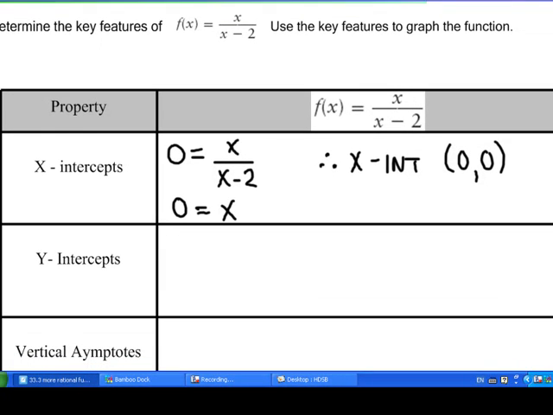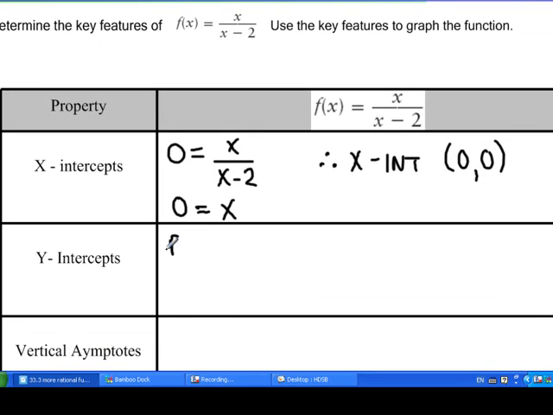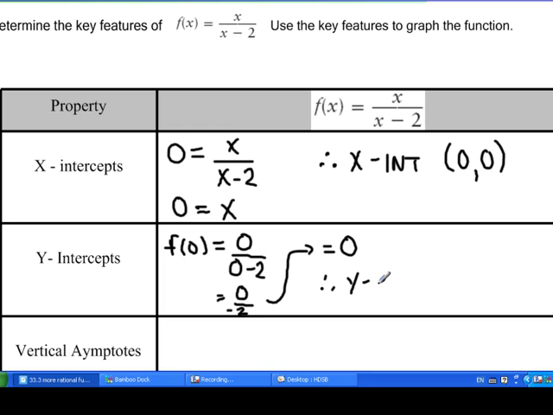We can do the same thing for the y-intercept. Y-intercepts happen when we evaluate the function at 0. So f evaluated at 0 is going to be 0 over 0 minus 2, which we can simplify to 0 over negative 2. And this is also a statement that we can evaluate. Okay, 0 divided by a number is just equal to 0. It's when we have a division by 0, a number over 0, that we have a statement that's not true. So in agreement with our x-intercept, we're seeing that our y-intercept is also at 0 and 0.